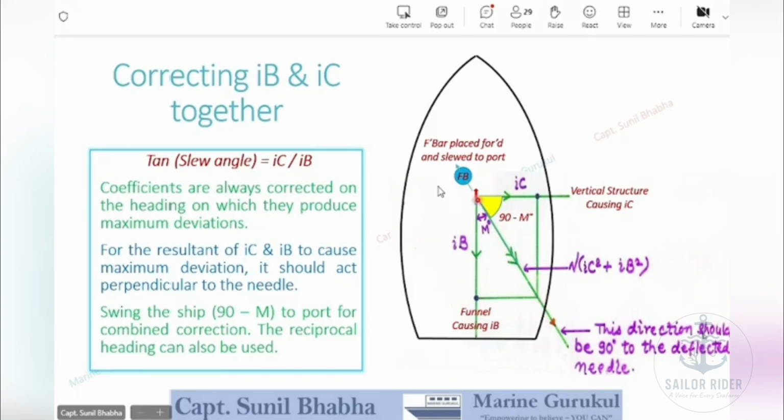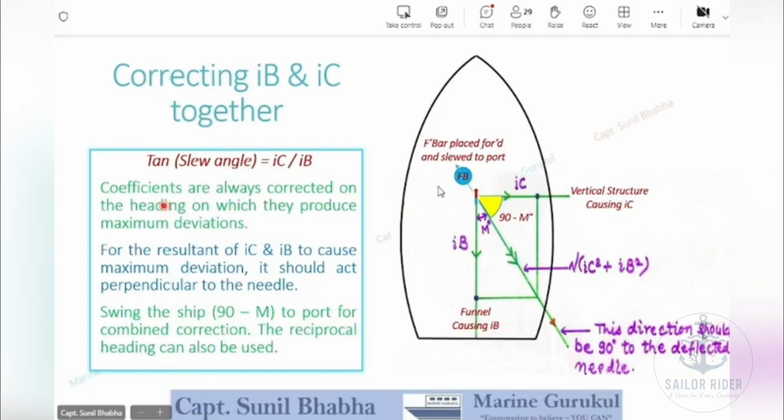Now the flinders bar has to be placed in a direction which is opposite to the resultant of these two forces. So opposite to the resultant, we place the flinders bar somewhere here in this direction. The magnitude of the flinders bar, or the length of the flinders bar, is decided by the magnitude of the resultant, and the slew angle is this angle M, which we have calculated using the formula tan of slew angle is equal to IC upon IB.